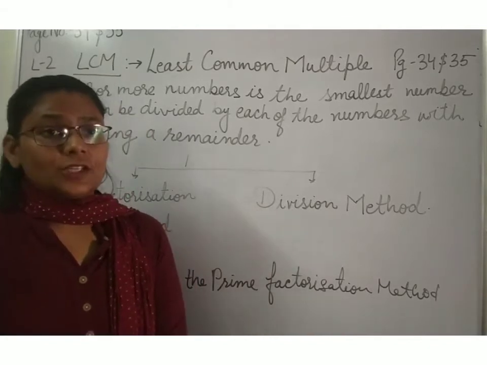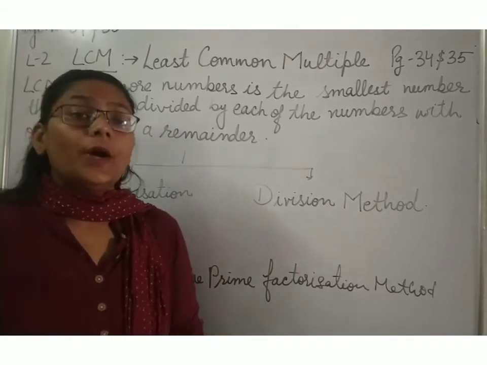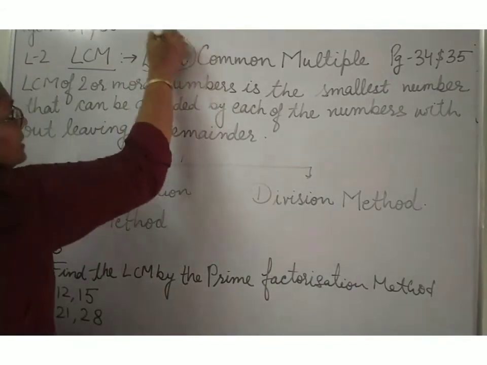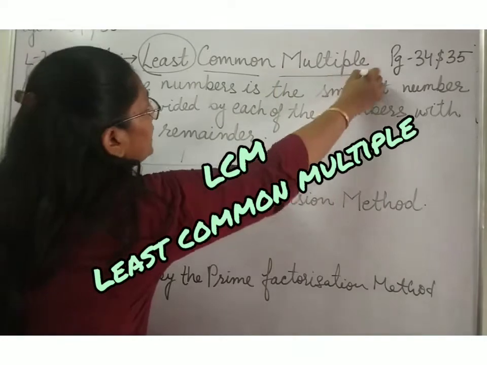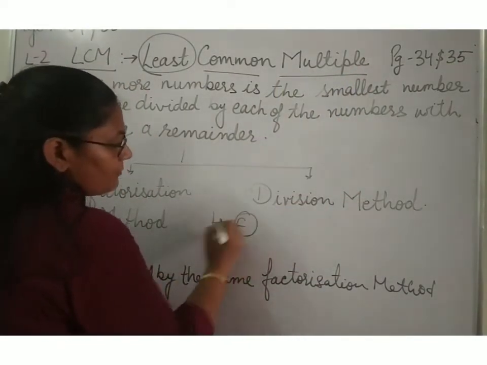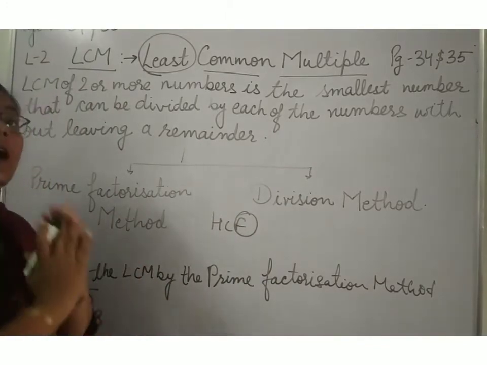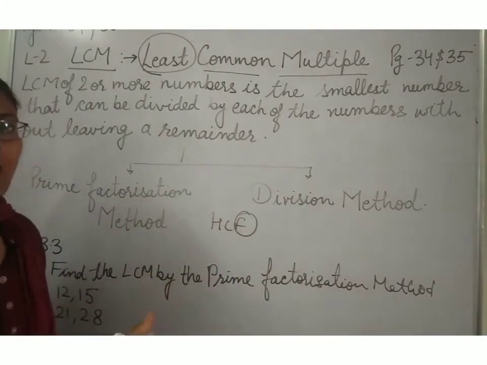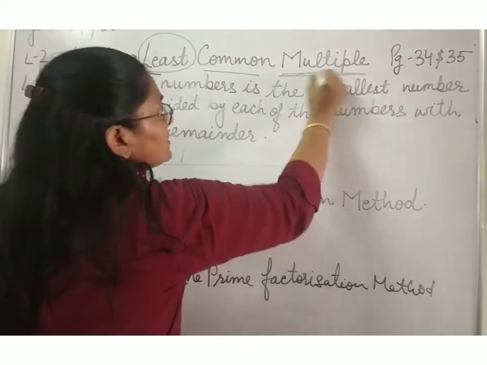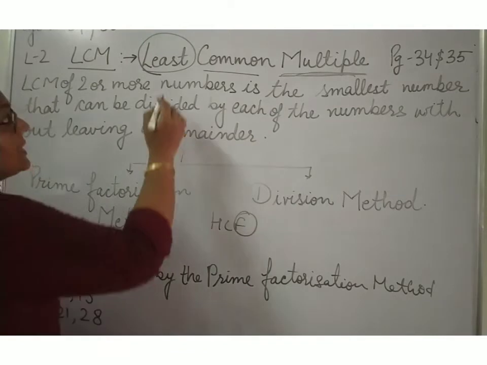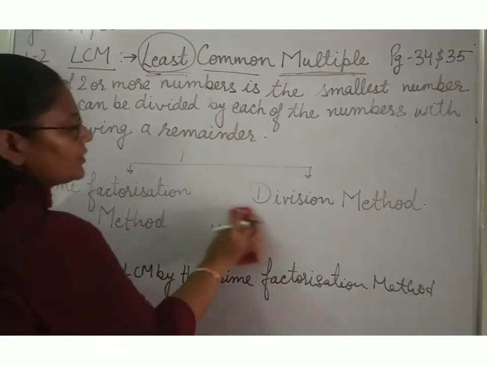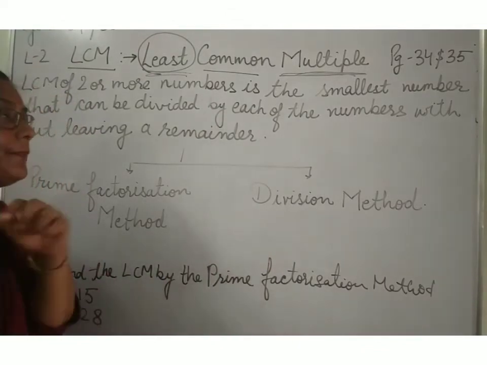In today's session, I am going to teach you LCM. LCM stands for least common multiple. We were finding out the highest common factor amongst the numbers. Here we have to find the multiples. First we will find the multiples and then we have to find the least common multiple. Understood, children? The difference between HCF and LCM?